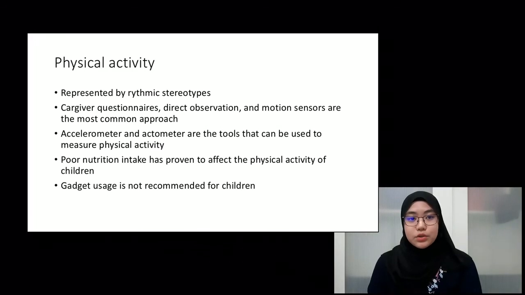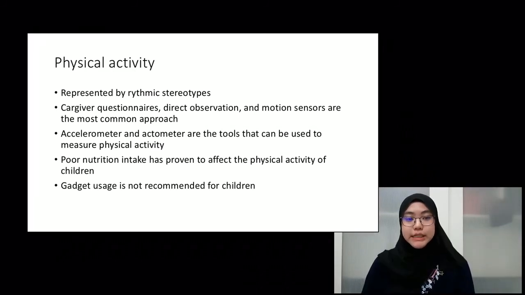Now moving on to the tools that can be used to measure physical activities, which are the accelerometer and the actometer. The accelerometer is used to measure the frequency of body movements, while the actometer measures the movement of the body into planes. The article also explains the nutrition intake and its effects towards physical activities.